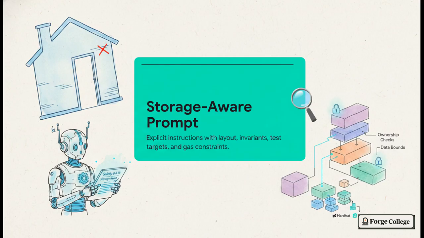That is exactly why we use something called a storage-aware prompt. This acts as a strict, non-negotiable set of constraints. It tells the AI the target compiler version, your exact storage model, your expected invariants, and the required unit tests. You're essentially giving it the exact dimensions of the room before it even picks up a hammer.